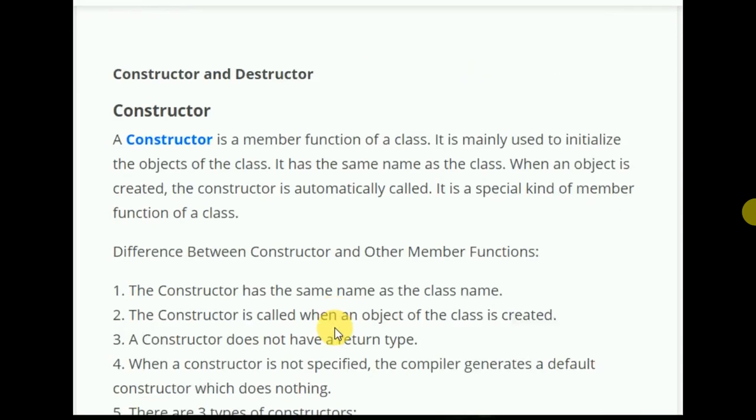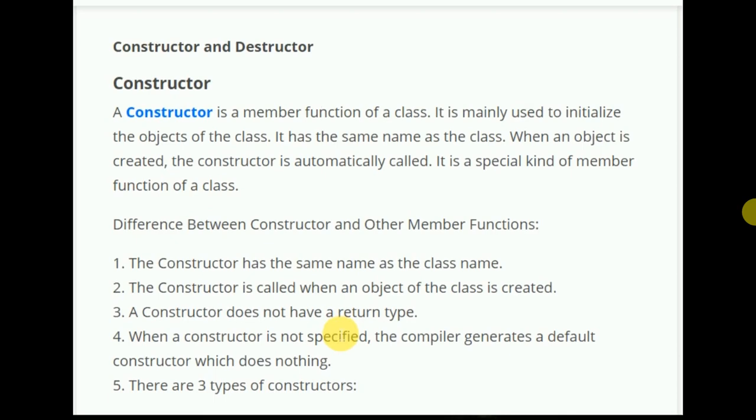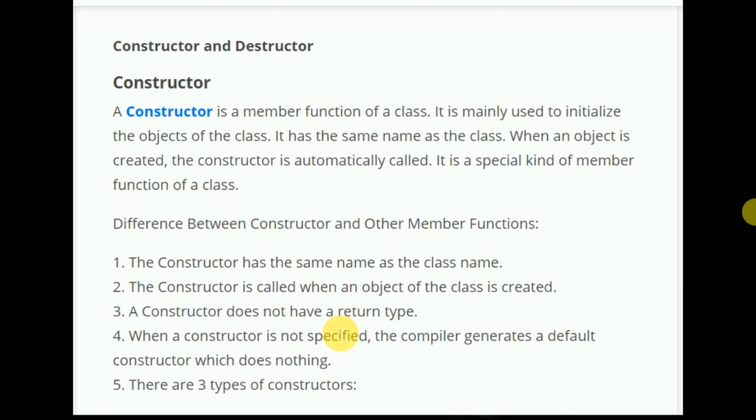Now come to constructor. Constructor is a member function of a class. It is similar to functions. It is mainly used to initialize the objects of the class. It has the same name as the class name. Whenever an object is created, the constructor is automatically called. It is a special kind of member function of a class.